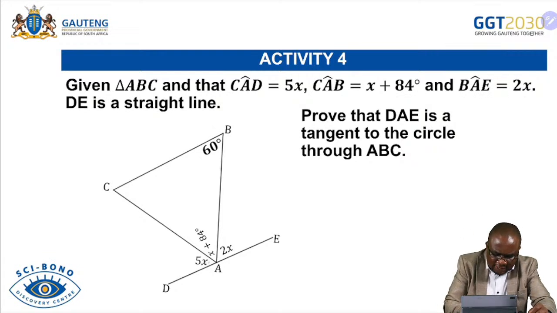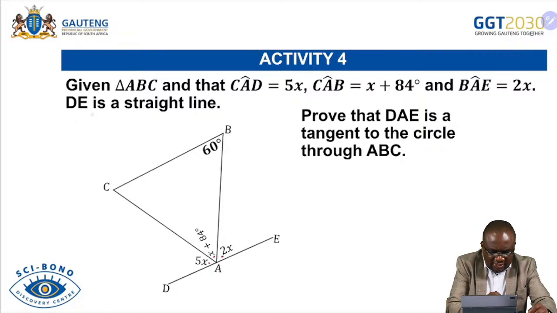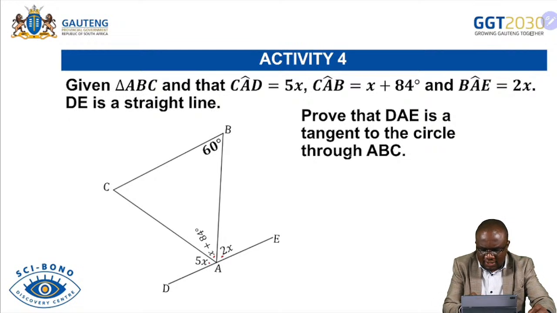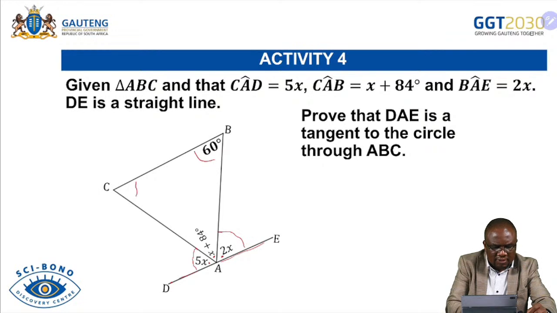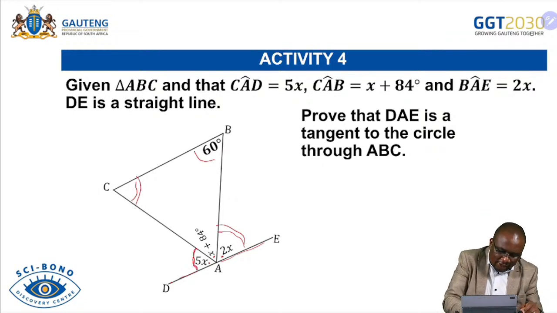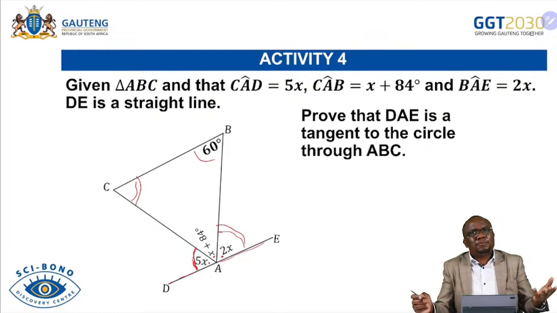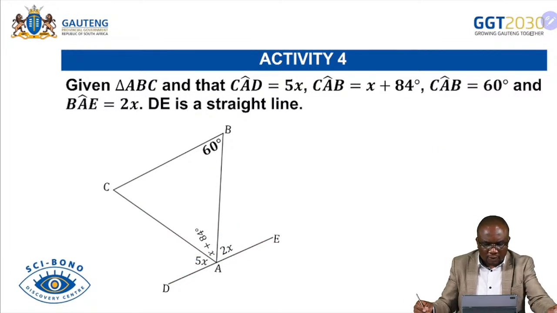These are the angles 5x, x plus 84, 2x. We want to prove that DAE is a tangent. It is going to be a tangent if this angle is equal to this angle, or if this angle is equal to this angle. If you prove that this angle 5x is equal to 60 degrees, it proves that DAE is a tangent. Remember the converse of the tangent chord theorem. Right, now what do we do?